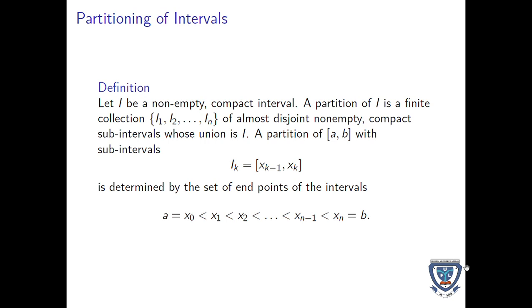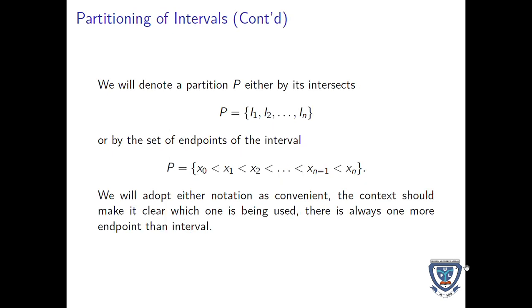Let I be a non-empty compact interval. A partition of I is a finite collection of almost disjoint non-empty compact subintervals whose union is the interval. A partition of [a, b] with subintervals I_k is determined by the set of endpoints of the intervals. We will denote a partition P either by its intervals or by the set of endpoints of the intervals. We will adopt either notation as convenient. The context should make it clear which one is being used.